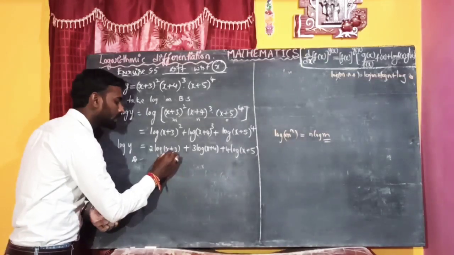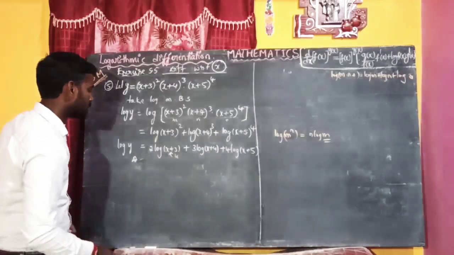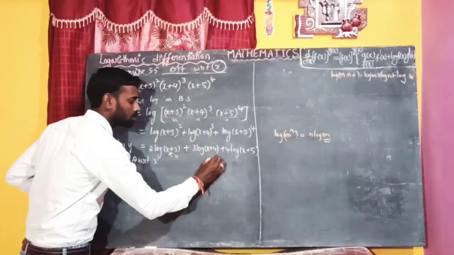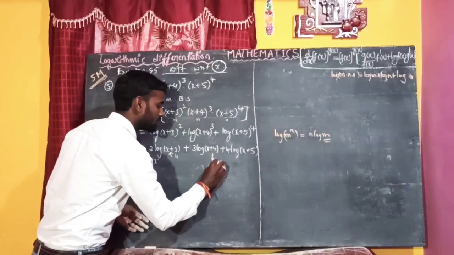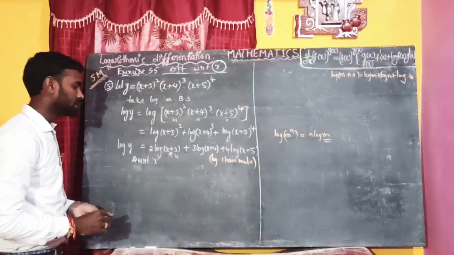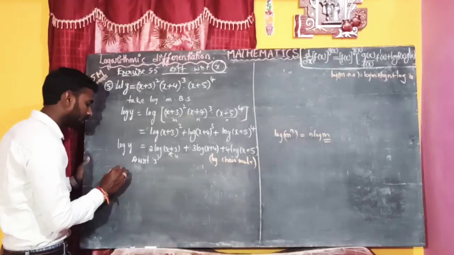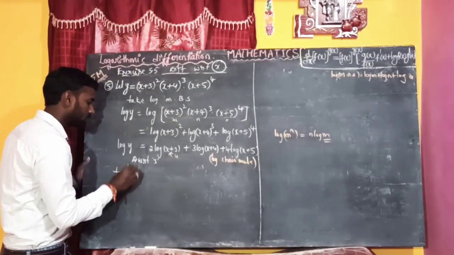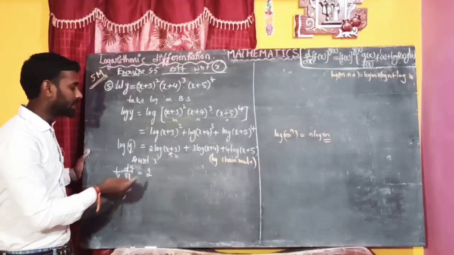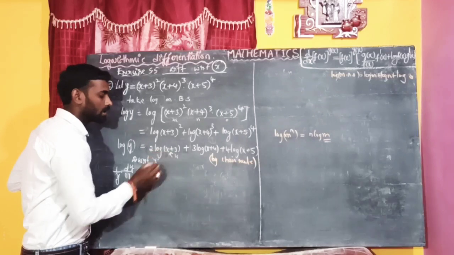Derivative of log u is 1 by u into d by dx of u. Now, differentiate with respect to x. By chain rule we can differentiate this function as, here observe, log y derivative is 1 by y into d by dx of this inner function y. This is equal to, here 2 is a constant, directly I will take it from the derivative. 2 into derivative of this log x plus 3.